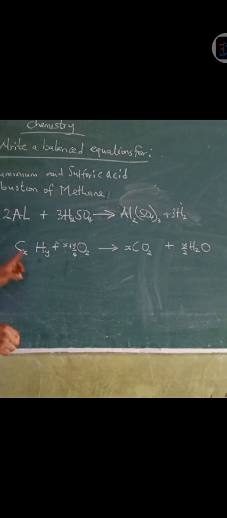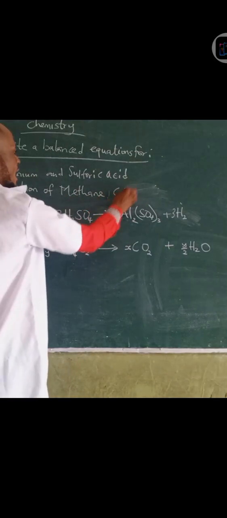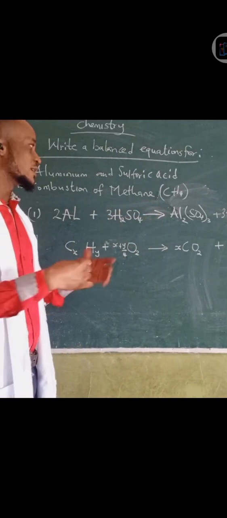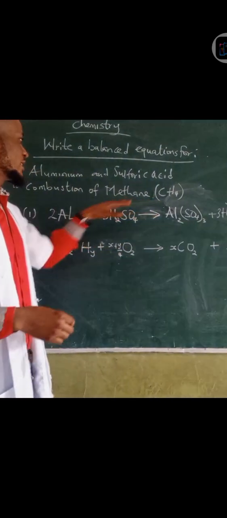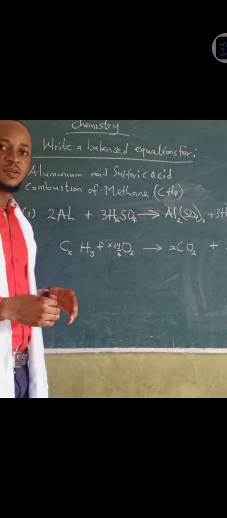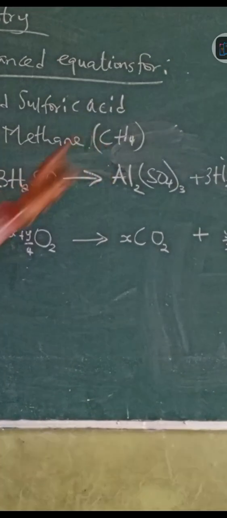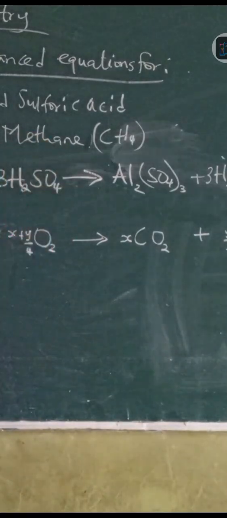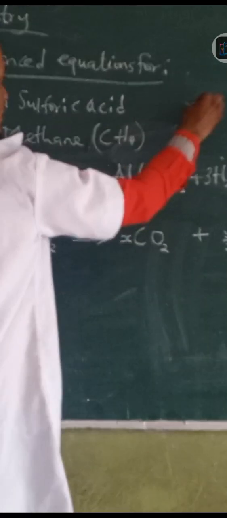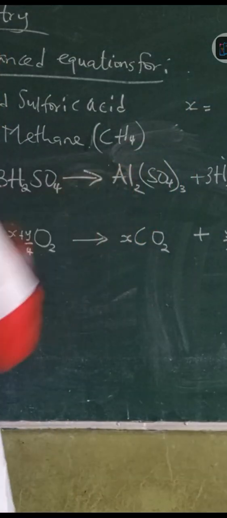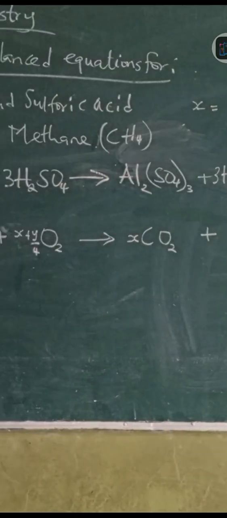Now let's continue. The x here is just the number of carbon. For instance, methane is given as CH4. If you don't know it, go to one of my videos, just scroll and check out the list of videos. You'll see where I discussed the homologous series. Now this methane is CH4, meaning that the number of carbon here is just 1. So x is the number of carbon and y is the number of hydrogen.